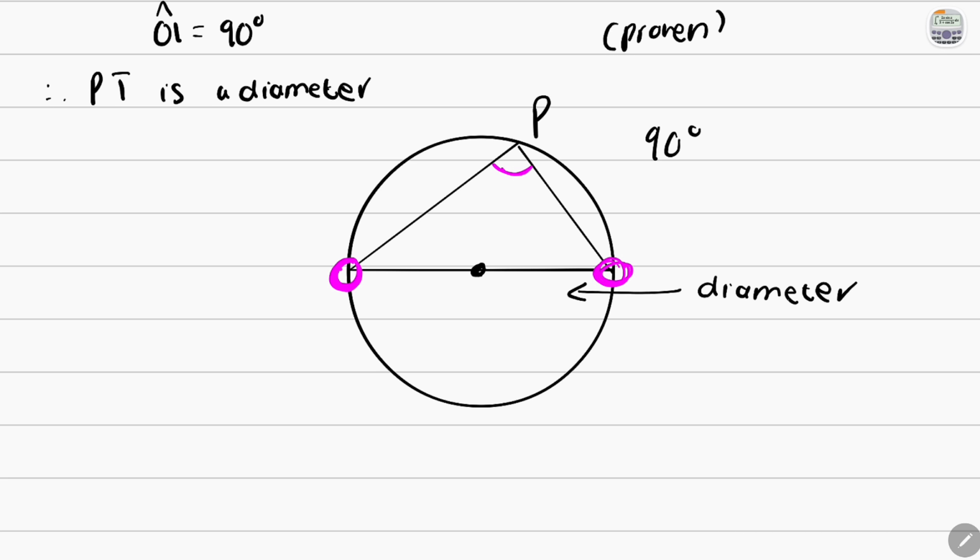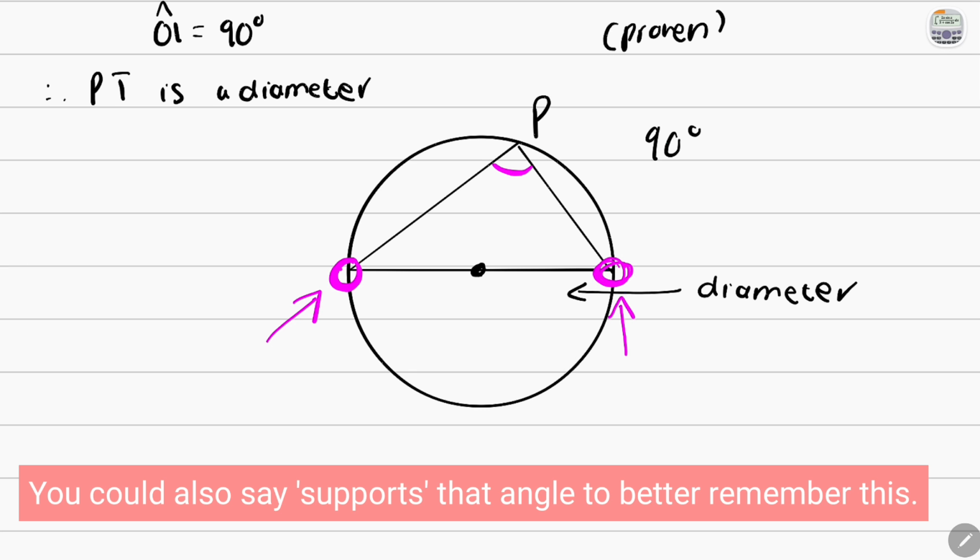This angle is subtended by that diameter. You see how if you put your finger over here and your other finger over there, and you trace back to see the angle created by that line coming from those 2 points, you see how it traces to angle P. And so that's why we say it subtends that angle.